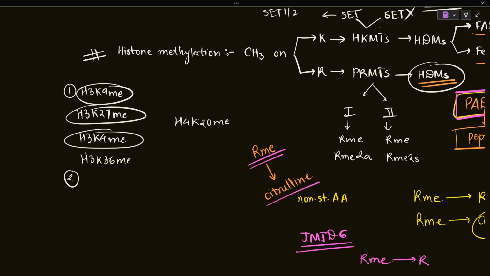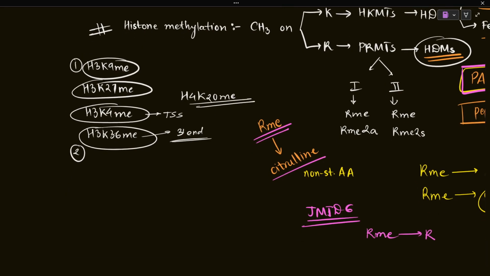H3K4 methylation mark is an active mark. H3K36 methylation mark is related with transcription elongation. So H3K4 methylation mark is seen at the transcription start site, while H3K36 is seen at the 3' end of the transcribing genes because it is related to transcription elongation. H4K20 mark is again an active mark, but it can be a repressive mark. No, it is actually a repressive mark, but it is an active mark if it is mono or dimethylation. There are always exceptions to those rules.